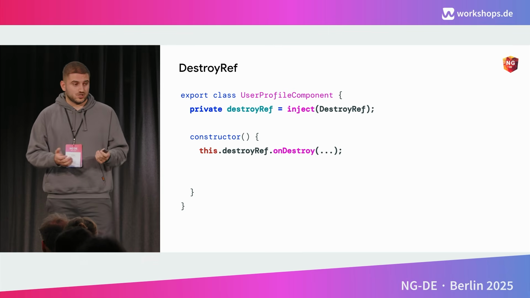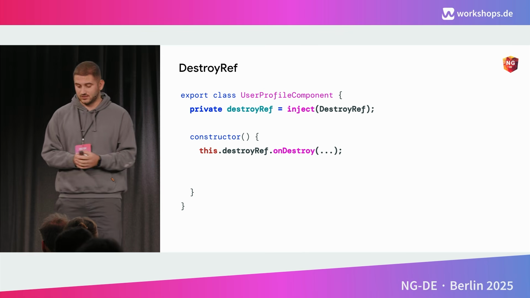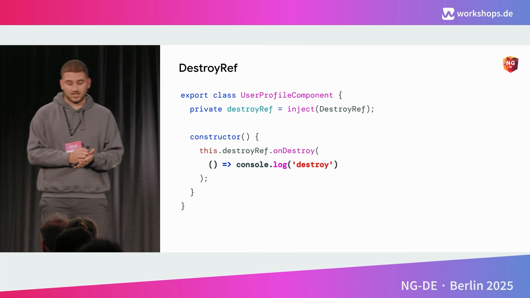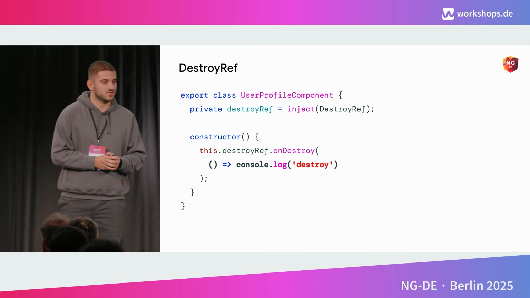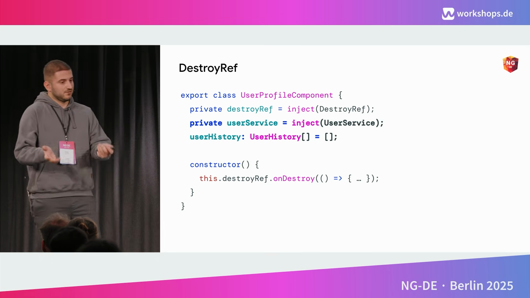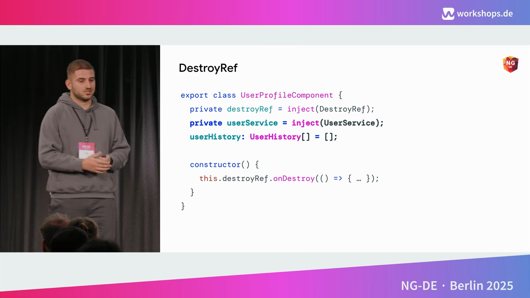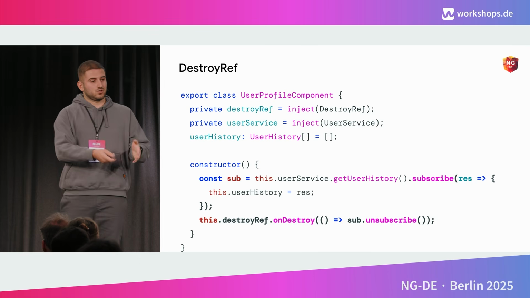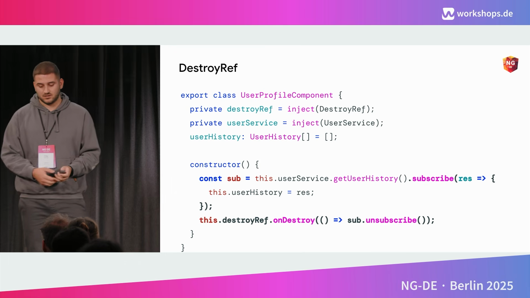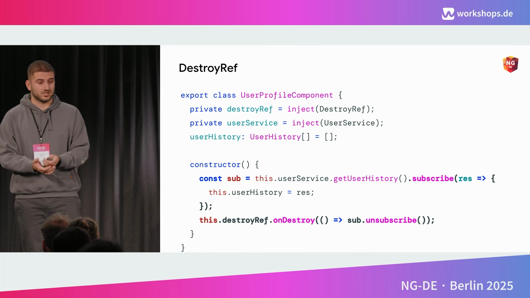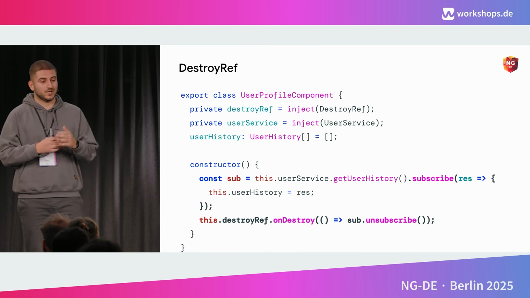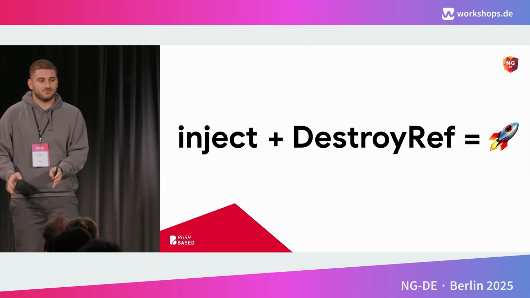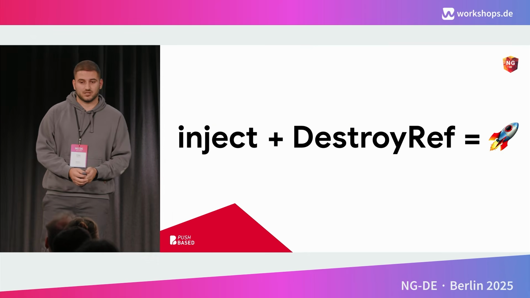And inside the constructor, we can just say this.DestroyRef.onDestroy, and inside of it, we can provide any cleanup logic that we need. I just console log something. For example, if we have a user service and have some user history variable, and after that we subscribe inside the constructor, we store the subscription in a variable, and then inside our DestroyRef, we can just clean it up. So we co-locate code.